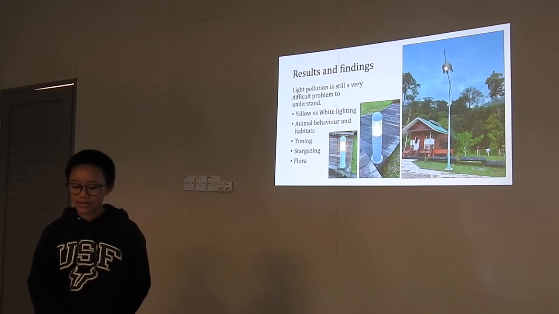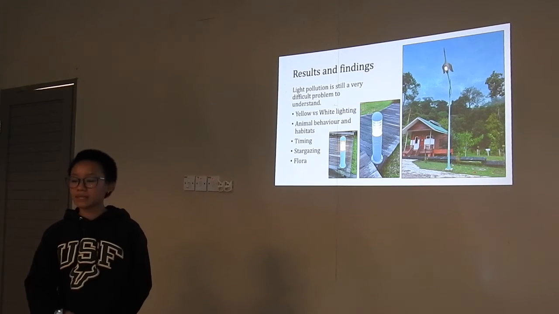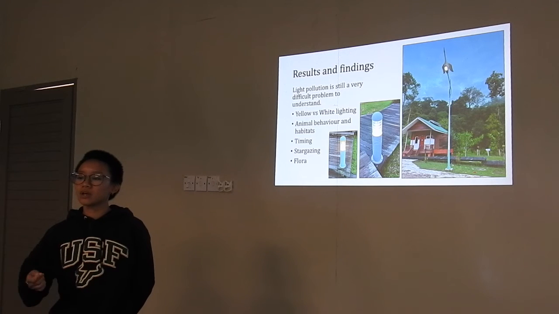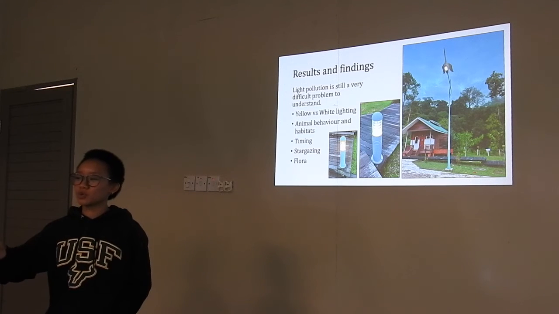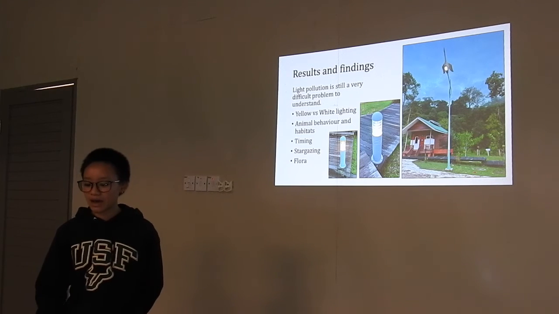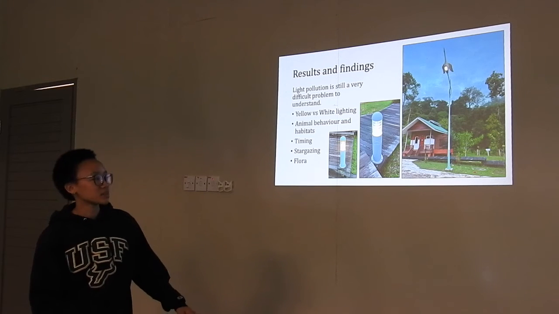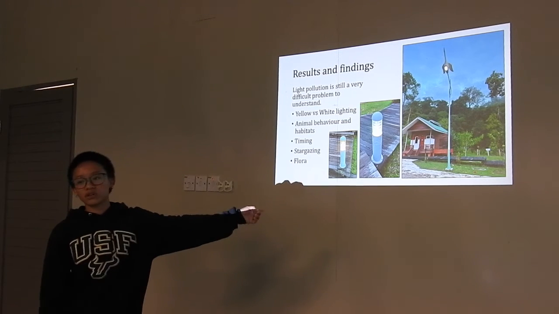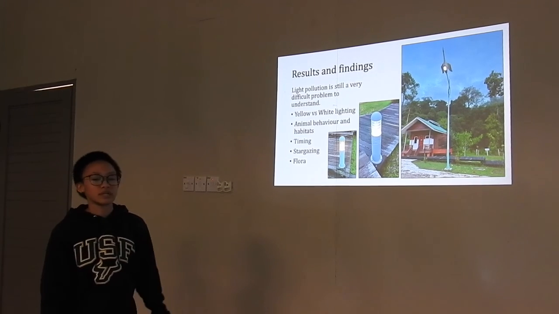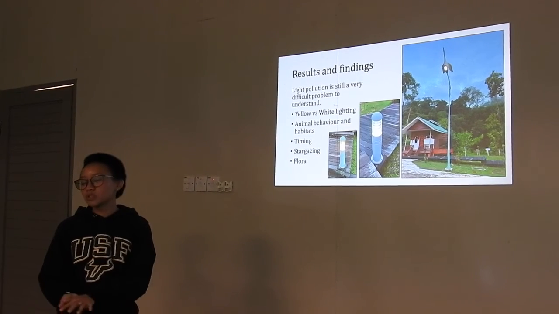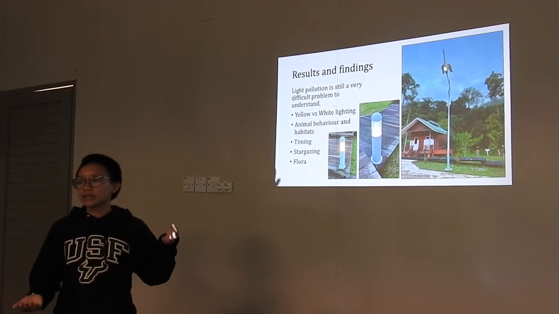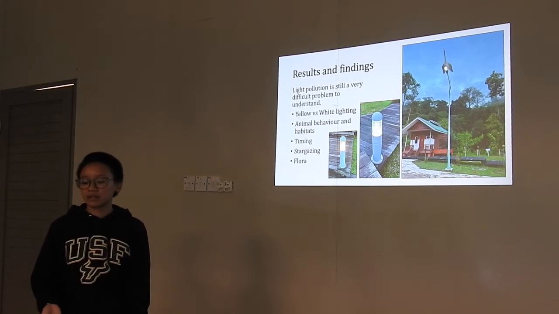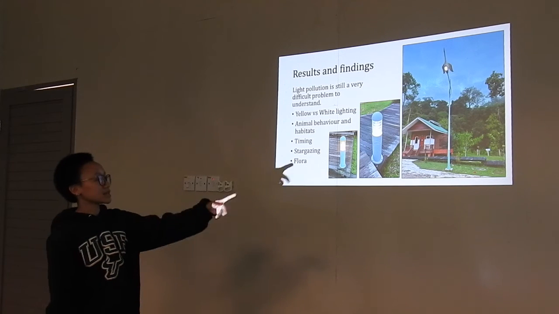And also another thing is timing. Timing means when Al or Joe would turn on the lights. Now it's around 6 p.m. where it's still bright and unnecessary for lights to be on. So that's already considered light pollution, because light pollution means it's when light is on unnecessarily. And yeah, these are examples here.